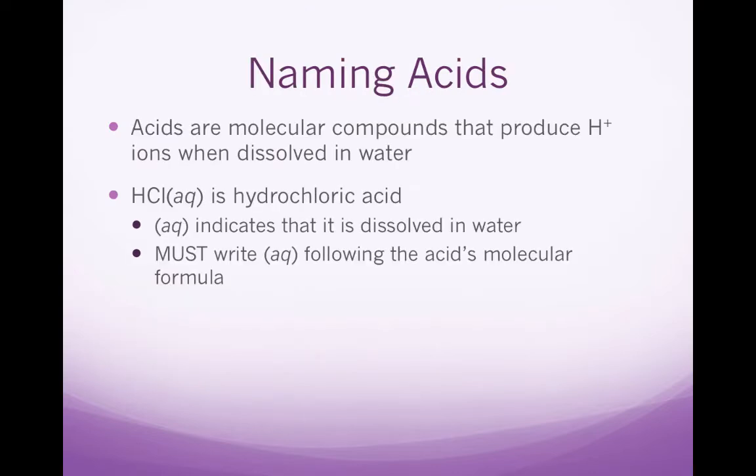Okay, finally let's talk about naming acids. So acids are molecular compounds that produce H+ ions when they're dissolved in water. So for example, HCl(aq) is hydrochloric acid. This (aq) in parentheses indicates that it's dissolved in water. You absolutely must write (aq) in parentheses following the acid's molecular formula, or else you're not saying that that's an acid. By definition, an acid has to be dissolved in water. HCl without the aqueous is a gas called hydrogen chloride. It's not hydrochloric acid. So you will be graded on this. You must put (aq) in parentheses after the acid's molecular formula.